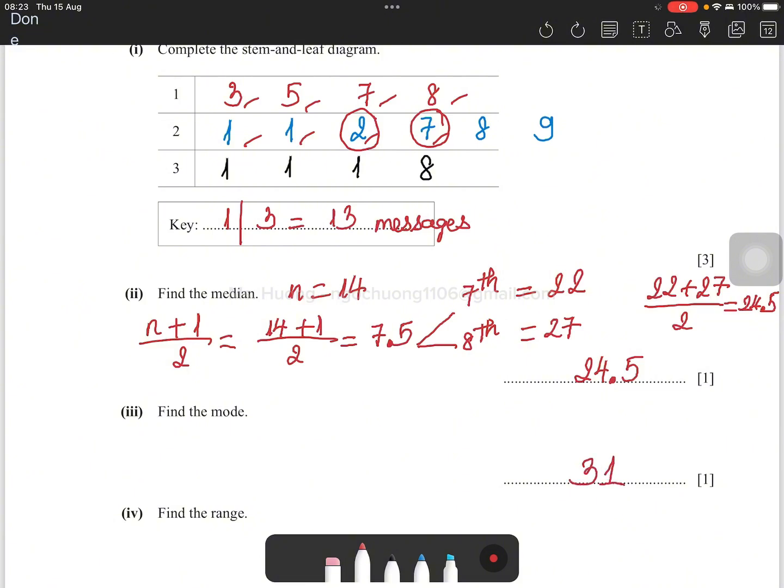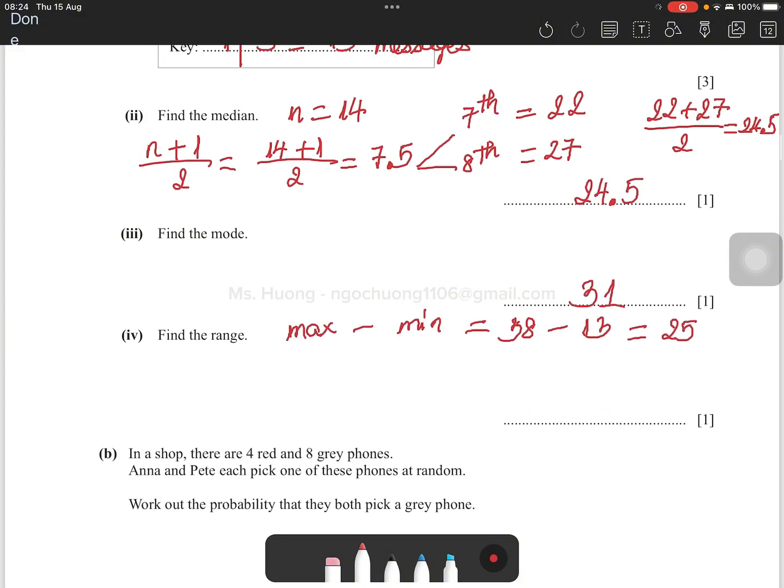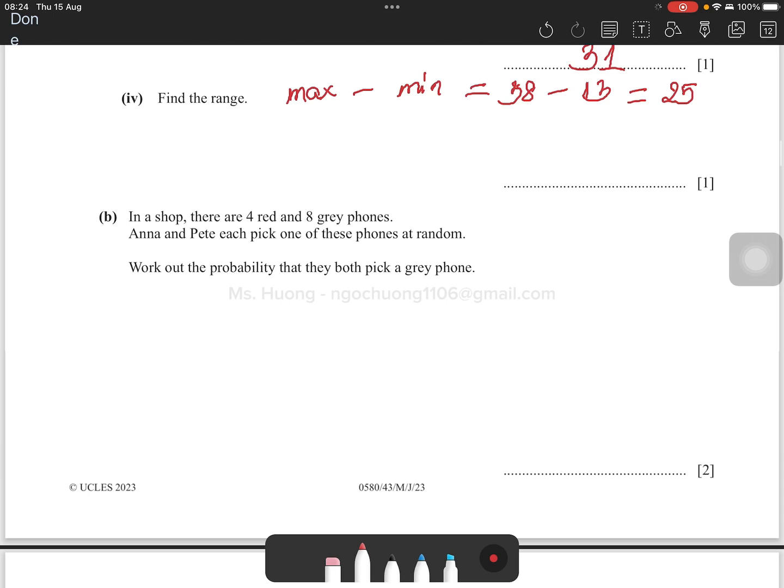Finally, find the range. The range is equal to the maximum value minus the minimum value. In this case, the maximum value is 38 and the minimum value is 13. So this one is 38 minus 13 equals 25. So the answer for the range is 25.